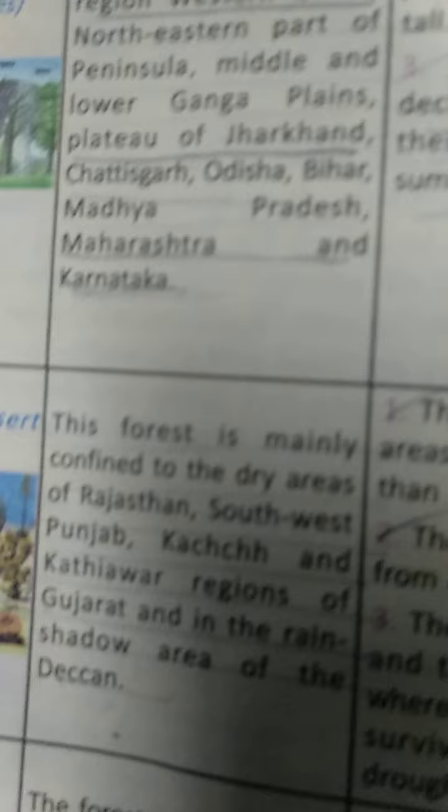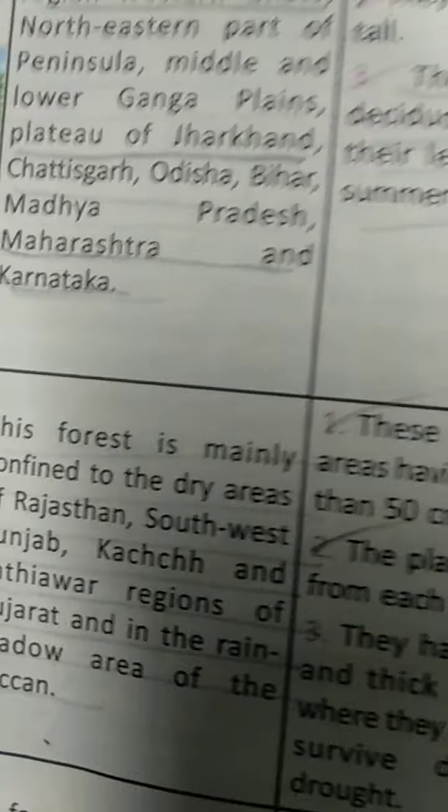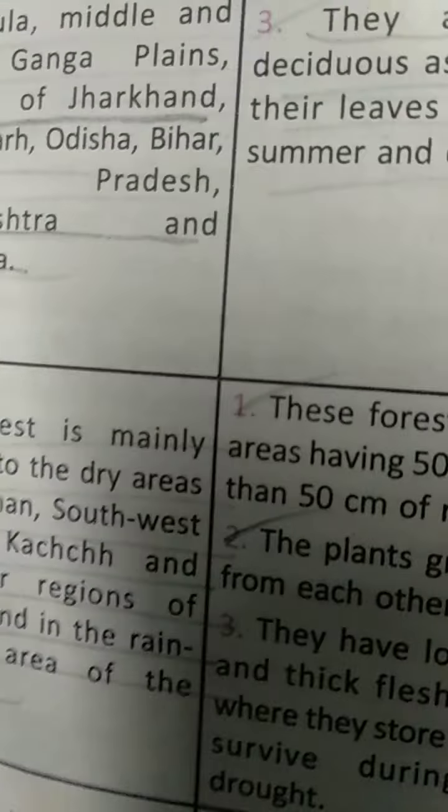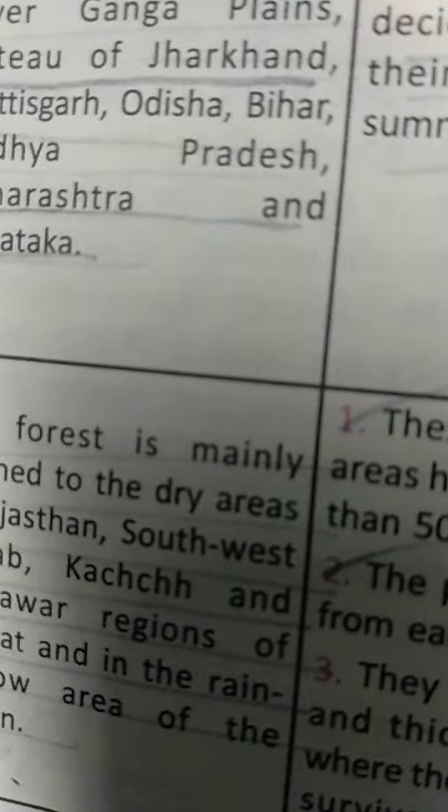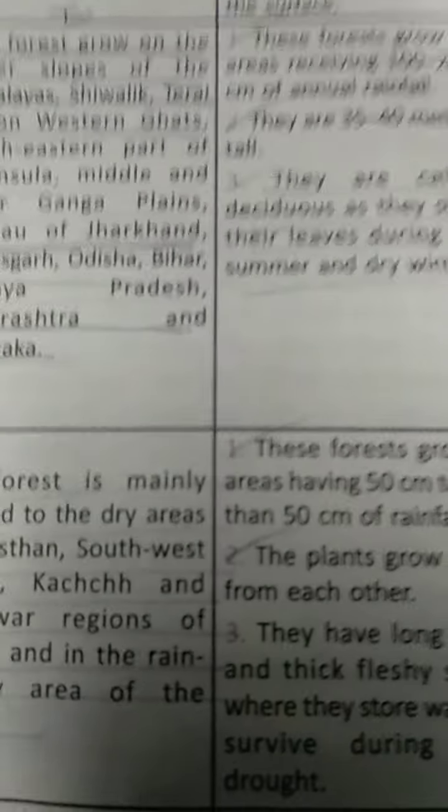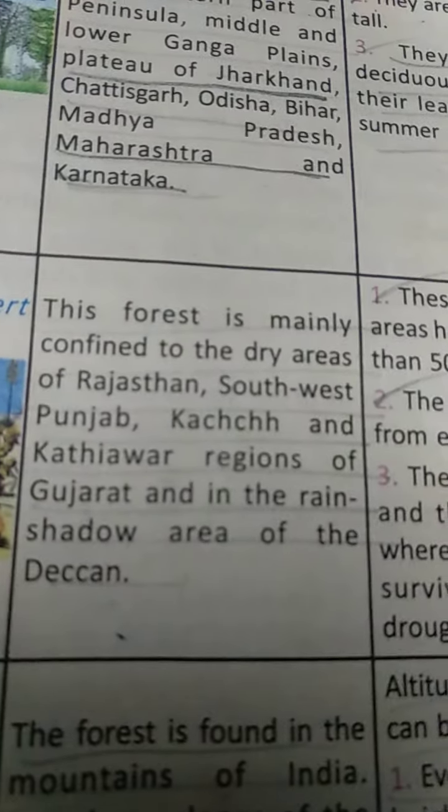Next is tropical desert forest. From the name you understand what it is. It is mainly found in Rajasthan, Southwest Punjab, and the Kutch and Kathiawar regions of Gujarat, and these are trees which are found in the rain shadow areas, as these areas do not get the rain of the Deccan also.